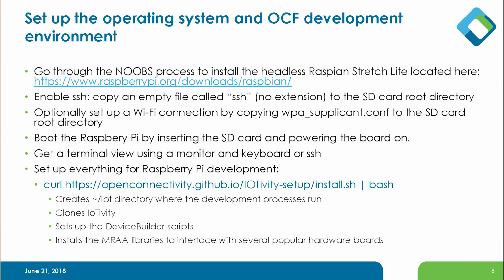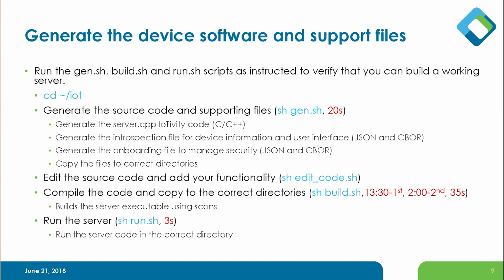The slides here go through the whole process. A lot of that I've done in advance to make the presentation run a little more smoothly. But this explains how to set up your Raspberry Pi and all the development tools. And then we're going to generate the device software and support files. So I'm going to switch to that and actually show you this. I put down some timing here. The first time you run through it, it's going to compile a bunch of libraries and stuff, and so it takes closer to 15 minutes. After you do that the first time, it's more like 3 minutes. It's really fast.